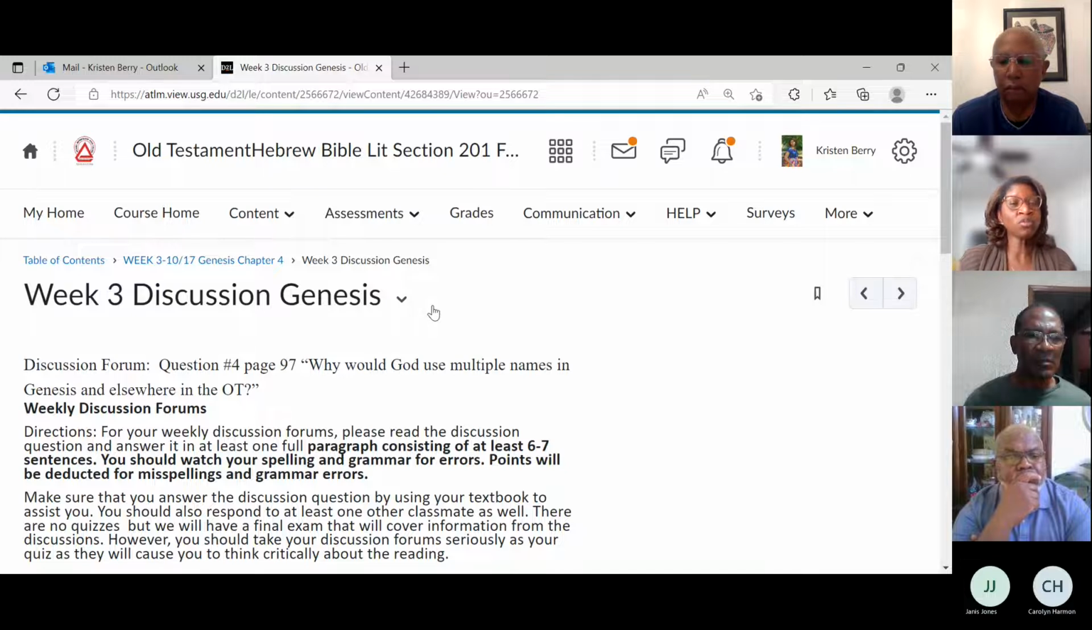So when we say multiple names, this will be covered in chapter 4, your reading of Genesis. I want you to pay attention to why the authors would record the creator God's name as different names. It may be God, it may be Lord, it may be Jehovah, different names of the creator God in Genesis. I don't want to give it all away, but why do you think that would be?